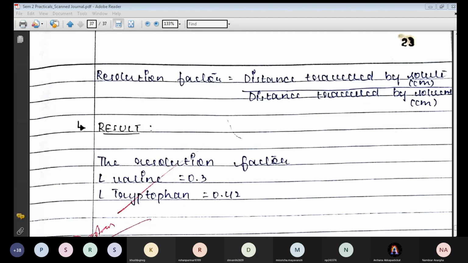Yes, as Archana just reminded me, terms like capacity factor, resolution factor, dead volume, dead time. These are something which you will be knowing once you start with the chromatography unit. But these are some terms that some faculties, some professors come up with in the questions. Yeah, that's it from our end.